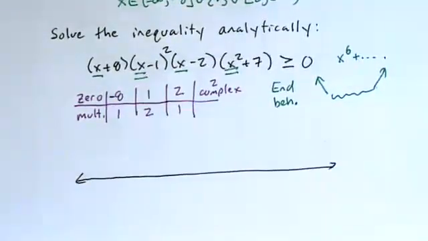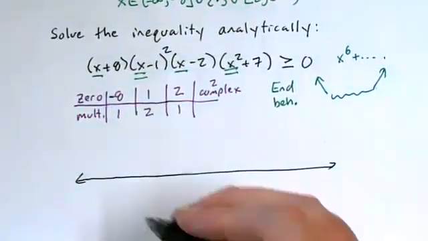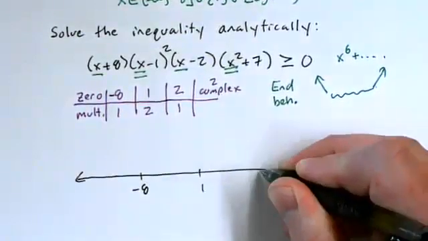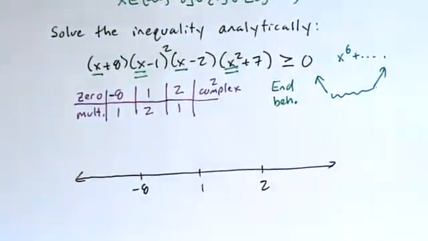That's key. Let's make our number line. Thank you. Let's make our number line. Let's put these numbers on here: -8, 1, and 2. And then I'm going to come back to you again. You said a minute ago, you know where it crosses and we know where it bounces.